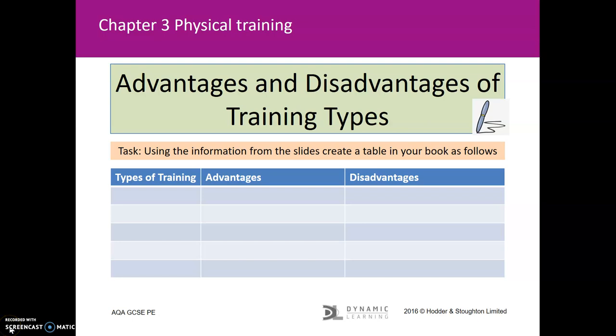First and foremost, ensure that in your exercise books, on your piece of paper, you've got a table like this. So you've got one column which says the types of training, and then the two other columns which say advantages and disadvantages. And as we go through this PowerPoint, you need to annotate your table.